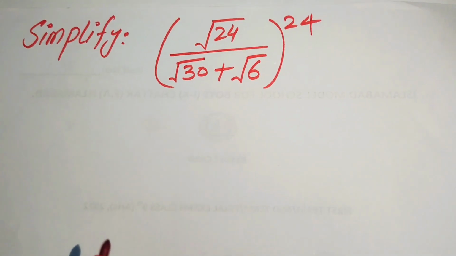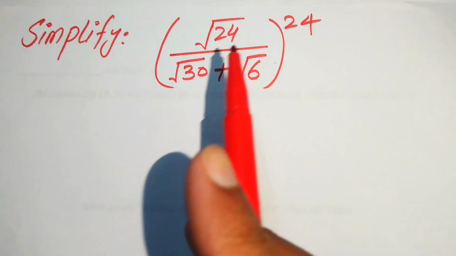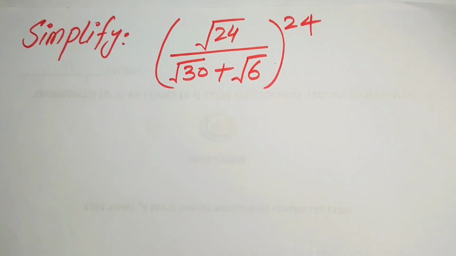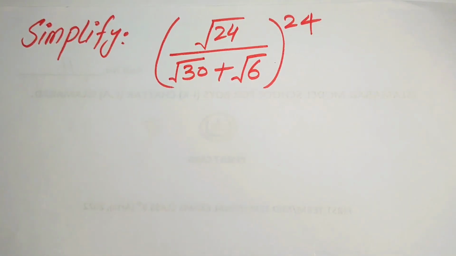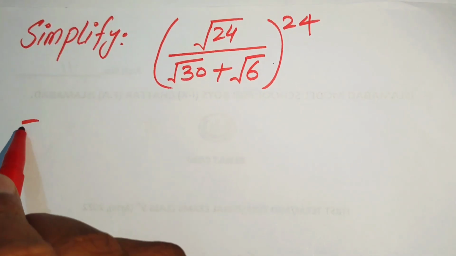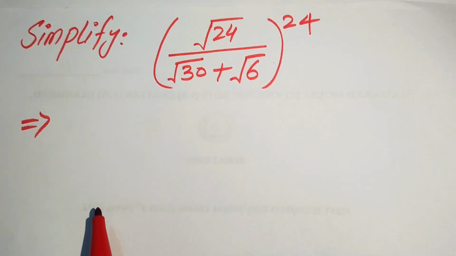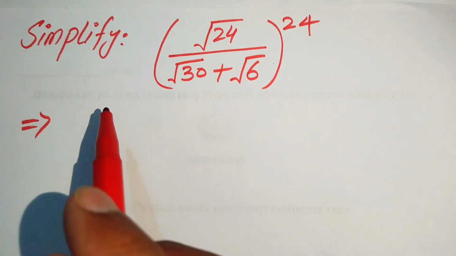Hello everyone, how to simplify this nice algebraic expression. So we write this whole algebraic expression into the simplified form. The very first step we are going to do is to focus on the numerator as well as the denominator. So you have this, square root of 24.